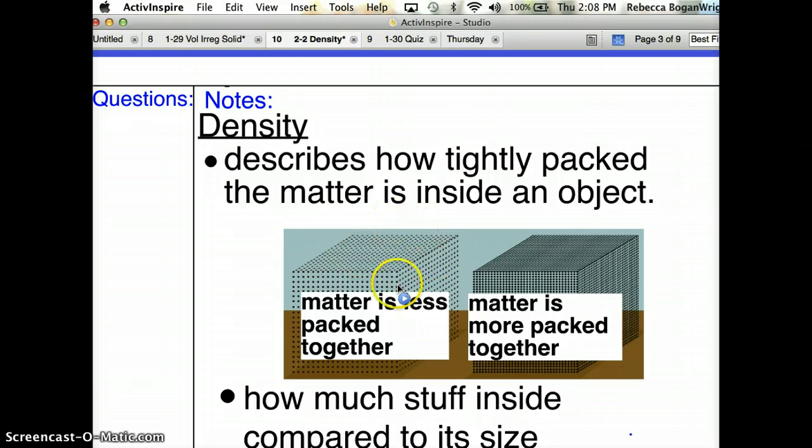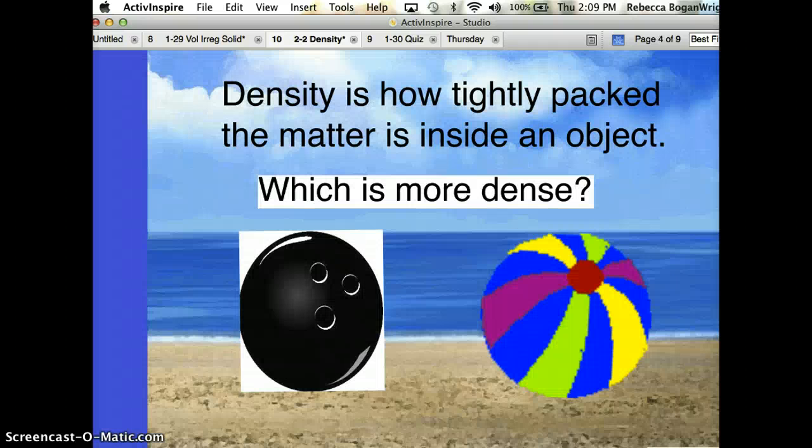So how much stuff is inside compared to how big the object is. Obviously, if there's more stuff inside an object, then it's going to be more dense. Therefore, we would say it has more mass, but its volume might stay the same as another object. Let me give you another example.